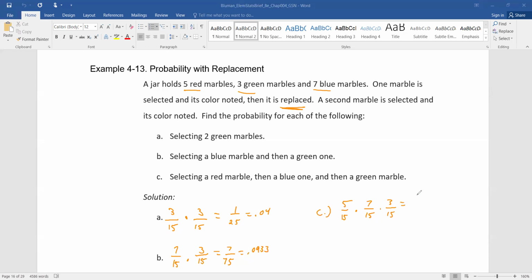When you type that into the calculator, you do get 7 out of 225, which is about 0.0311. So meaning you have a 3.11% chance of selecting a red, then a blue, then a green with replacement. All right, so now let's look at dependent events.